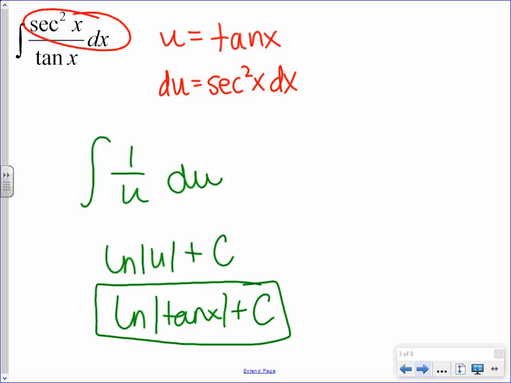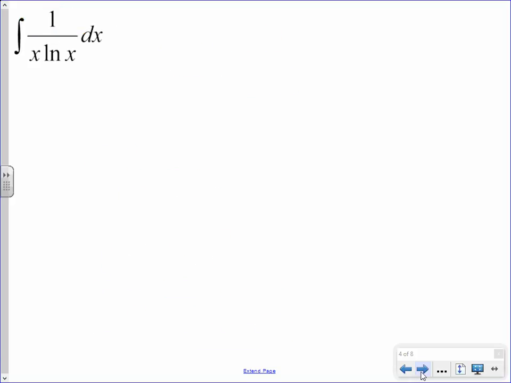Okay, I have another one for you to brainstorm. I want you to talk to your pod about this problem. We obviously can't take the antiderivative right now.